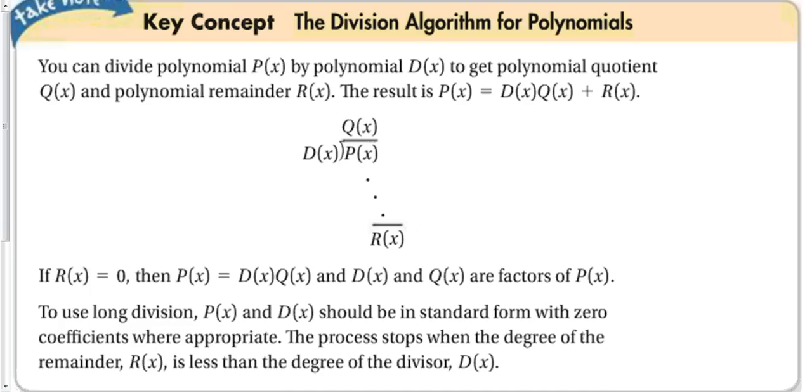Okay, so the division algorithm for polynomials follows the same pattern as long division for real numbers, right? We could divide a polynomial p of x by a polynomial d of x to get a polynomial quotient q of x and a remainder of r of x. So that's what we're doing here. We're taking my original, we're dividing it by something called the divisor, and we're getting a quotient and a remainder. Okay? So the result is, in order to get my original polynomial, I could multiply the divisor and the quotient together and then add in the remainder. And that would give me my original polynomial back.